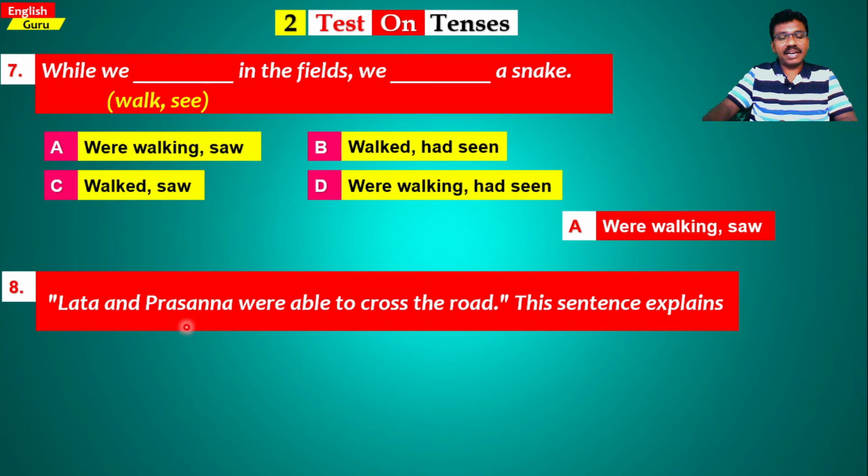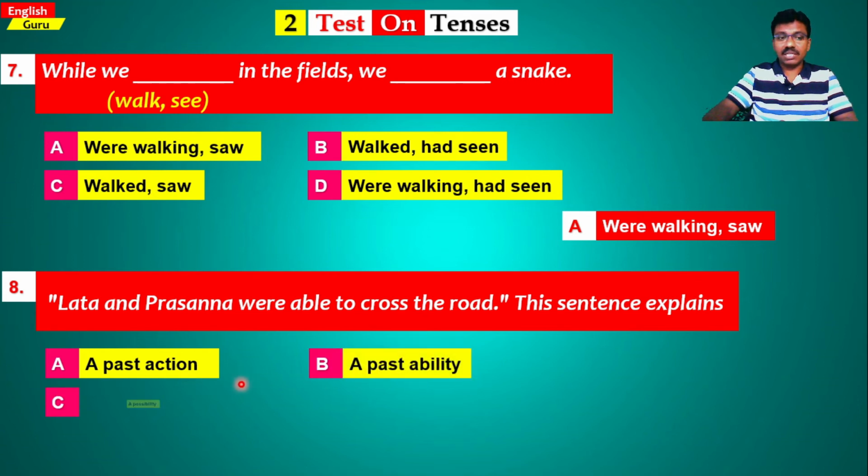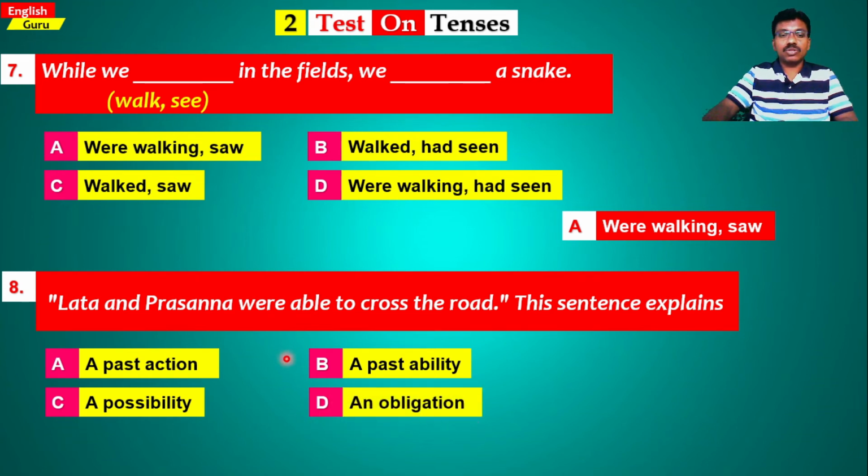Next question. Lata and Prasanna were able to cross the road. This sentence explains. So what is the meaning of this sentence? Option A, a past action, B, a past ability, C, a possibility, D, an obligation. So what does this sentence explain? Let us read the sentence again. Lata and Prasanna, these two girls, were able to cross the road. Able means ability. This particular word able refers to the ability of any person or two persons.